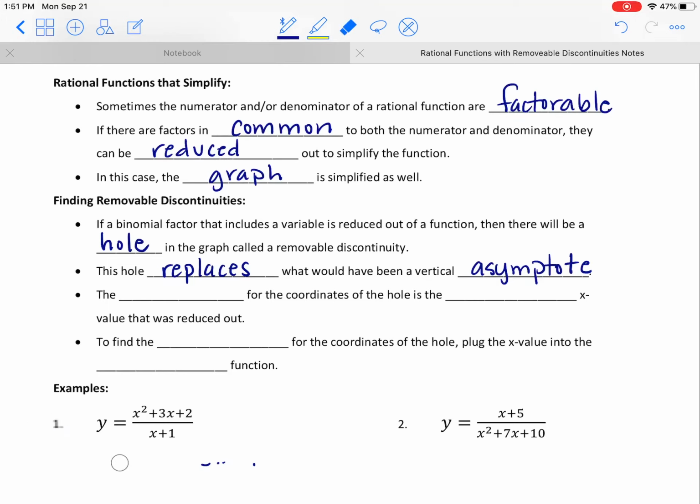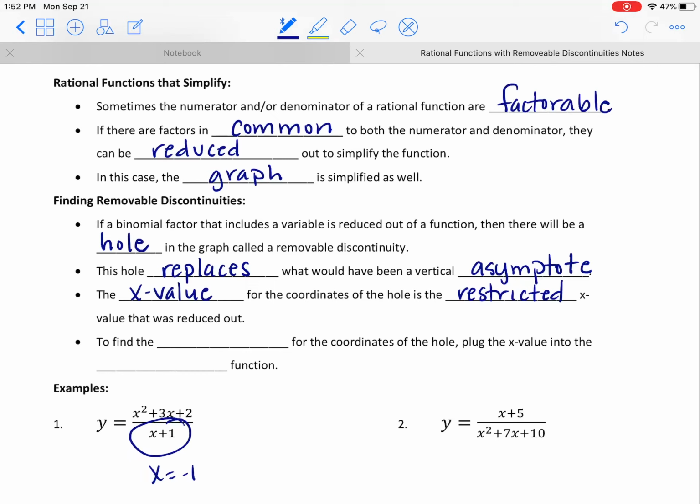And we're going to have to be able to calculate and identify the coordinates for this hole, because it's something that we're going to want to show in our graphs. So the x value for the coordinates of the hole is going to be the restricted x value that got reduced out. Okay, so the restricted value here is x equals -1, right? It gets reduced out, but it's still a restriction. It's just, instead of causing a vertical asymptote, it's going to cause a hole in the graph.